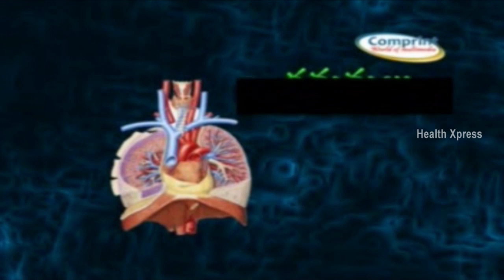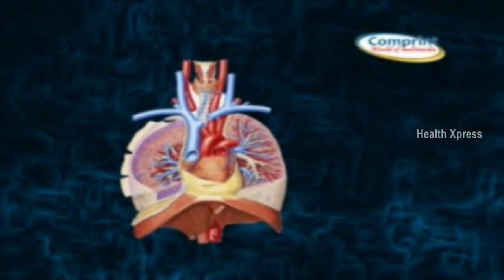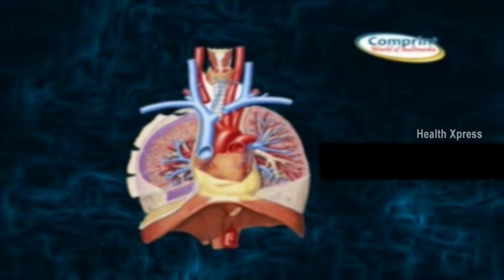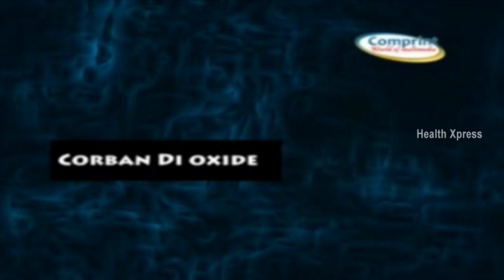Diaphragm is a thick sheet of muscles which lies at the bottom of the chest cavity. When it contracts, oxygen is pulled into the lungs, and when it relaxes, carbon dioxide is pumped out.